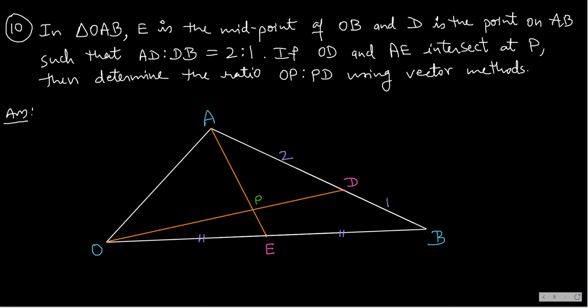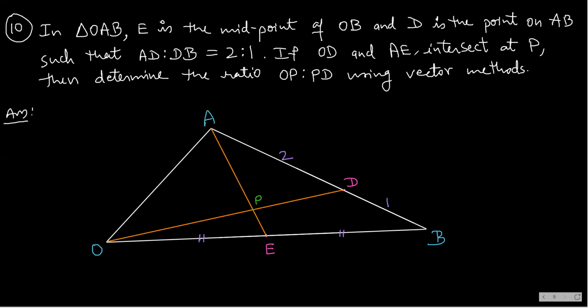And D is the point on AB such that AD upon DB is 2:1. So AD is 2 and DB is 1. You need to be careful about that. You cannot write 2 here and 1 there, that will go wrong. AD is 2 parts and DB is 1 part. You need to see this and write it carefully in the diagram.